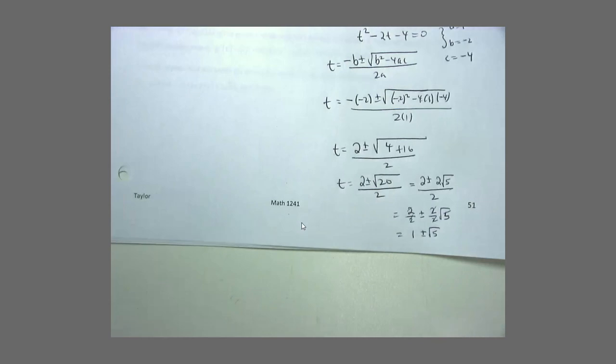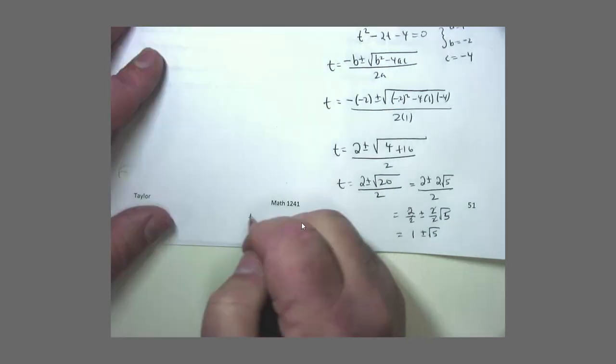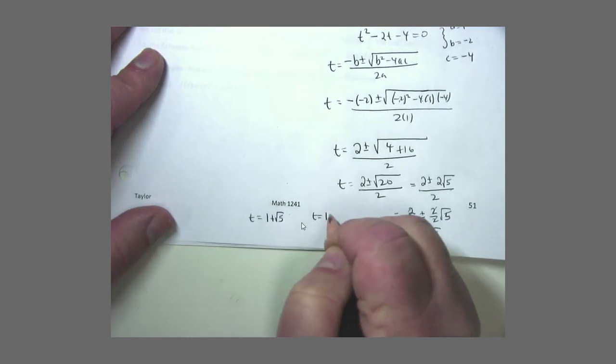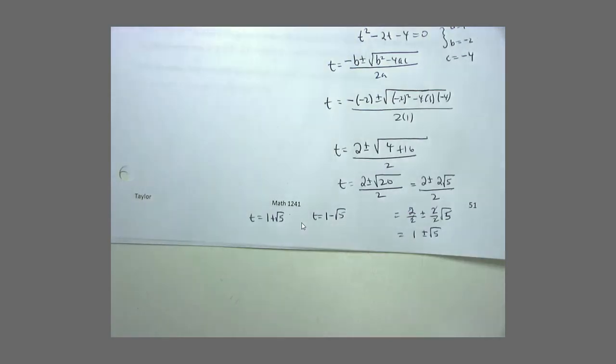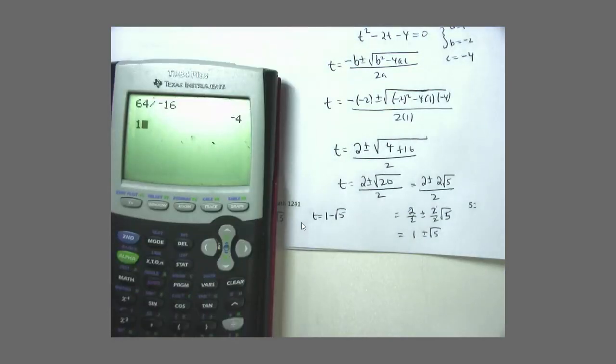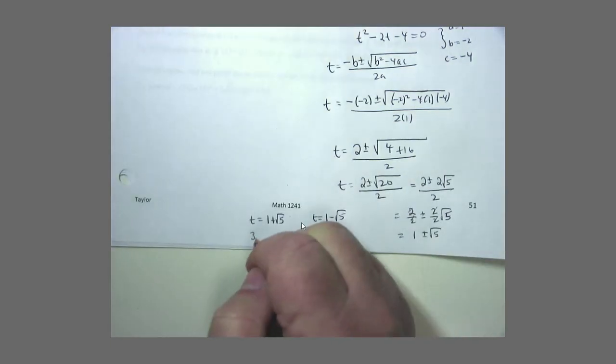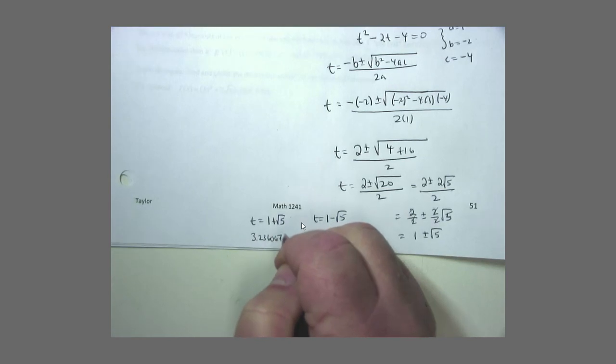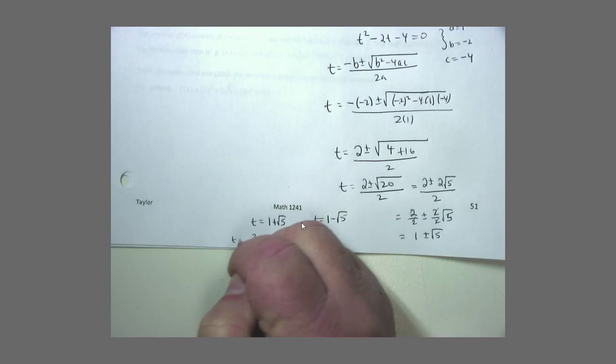I got 2 answers. I got time equals 1 plus the square root of 5, and I got time equals 1 minus the square root of 5. Well, let's just check out what those guys are. 1 plus the square root of 5, I get 3.236067977. So we're talking about 3 seconds here.